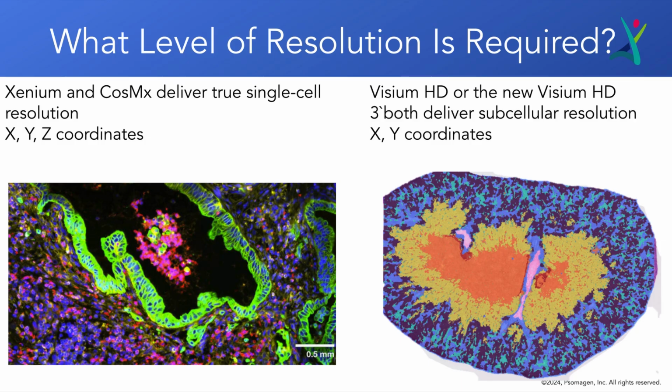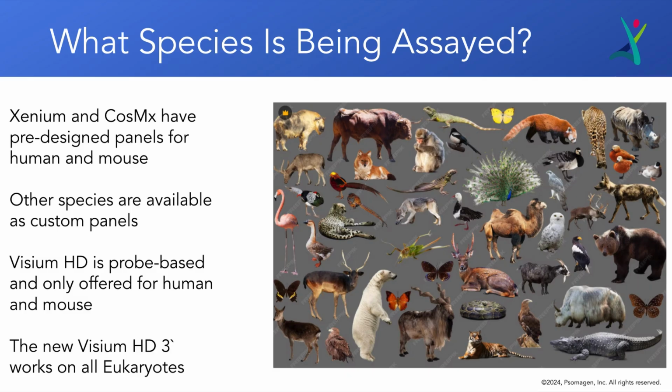What level of resolution do you need? Does it have to be true single cell, or will subcellular whole transcriptome be sufficient? Again, what species are you working with? Although all Xenium, Cosmix, and Visium have panels available for human and mouse, they're not widely available for other species. That said, the new Visium HD3 prime is a poly-A capture method, so it'll work on all eukaryotes.